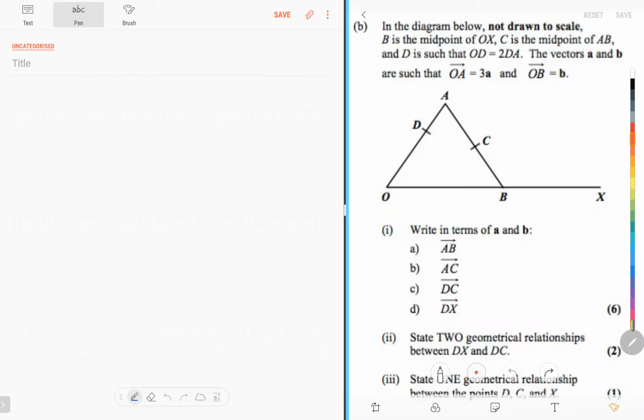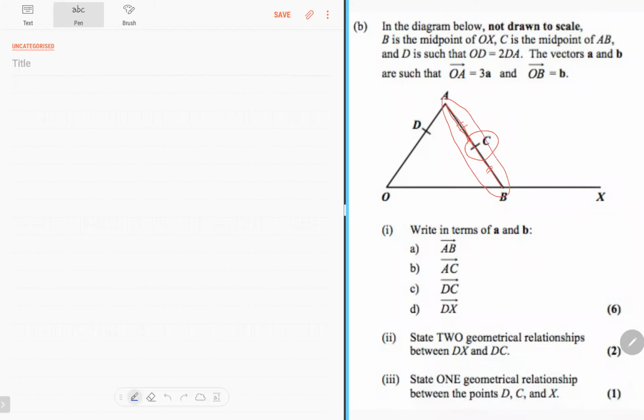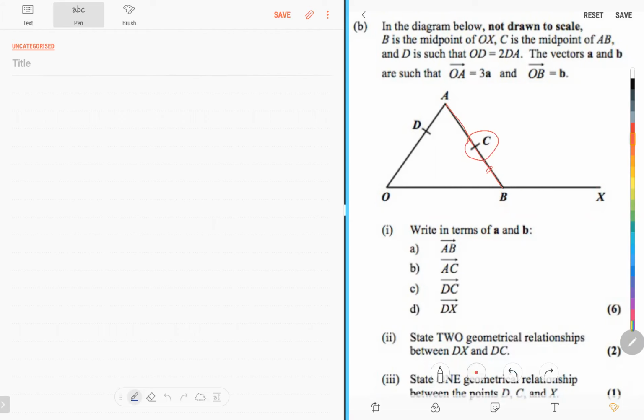It also says that C is the midpoint of AB. So again, C is the midpoint on this side. Therefore, AC and CB are equal. And then we can also say AC is half of AB, stuff like that. There's also a midpoint formula for the position vector of the midpoint. We can look at that afterwards.